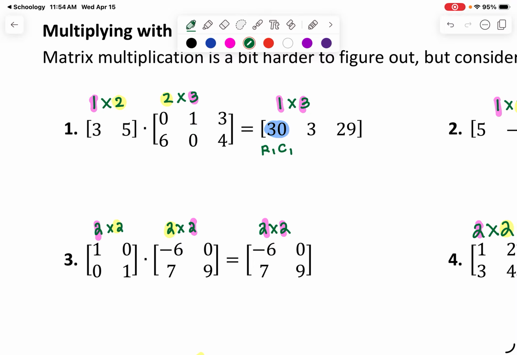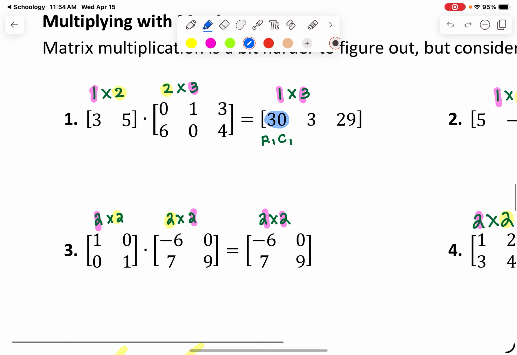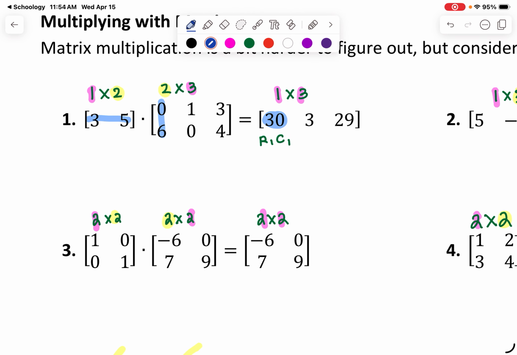All right, so let's see if you were able to come up with it. If I take row 1 from this and column 1 from this, so I'll highlight instead of circle. There we go. Row 1 here and column 1 here, okay? I multiply 3 times 0 plus multiply 5 times 6, I get 30. So yeah, is it easy to see like on your own that's where it comes from? No, but is that where it comes from?